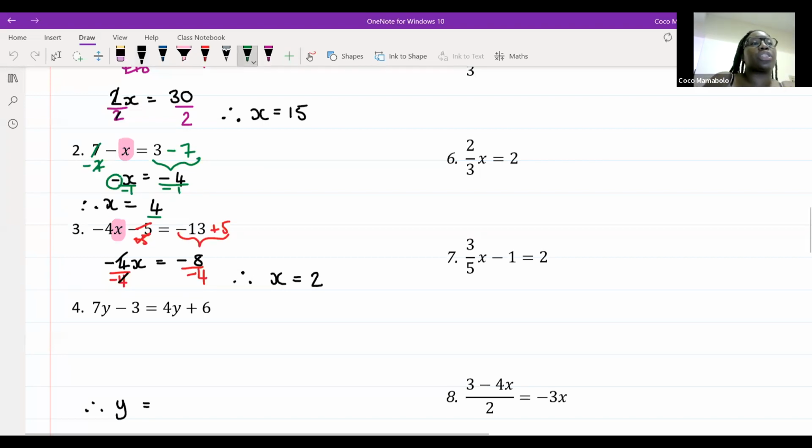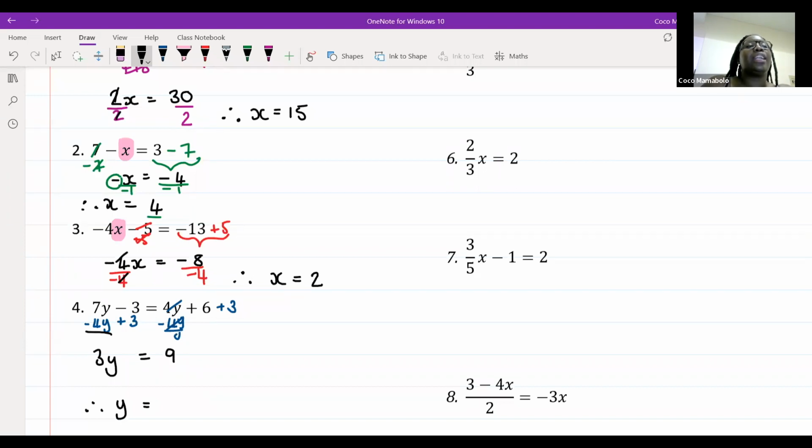Okay, so I'm going to start with 4y. I'm going to minus 4y so that I can get 0 on this side. Cancel, cancel. So I'm going to minus 4y on this side as well. And then I've got negative 3 on this side, and I want it on the other side, so I'm going to plus 3 on this side and plus 3 on that side. What I'm going to get is 7y minus 4y, which gives me 3y. And on this side, I'm going to have 6 plus 3 is equal to 9.